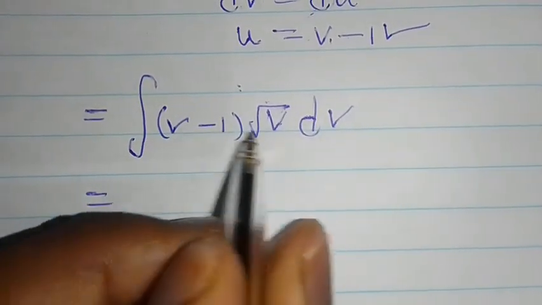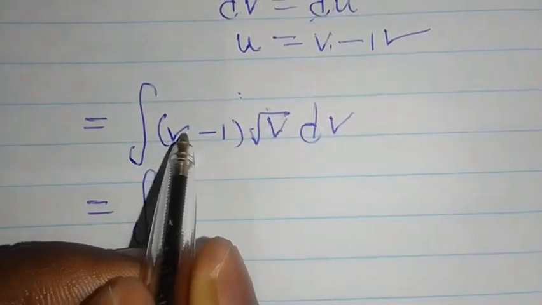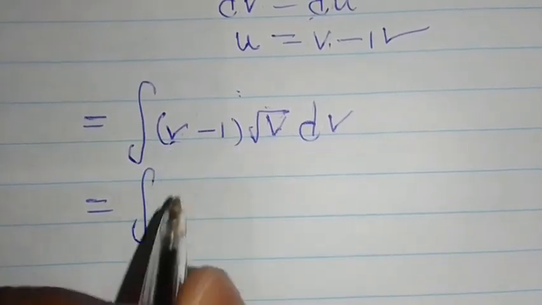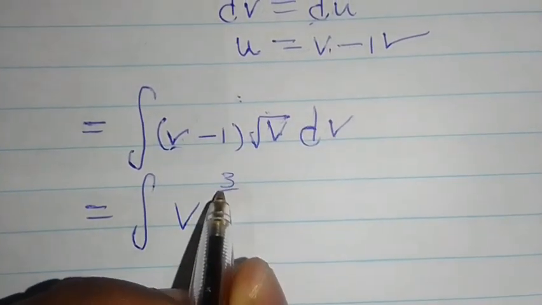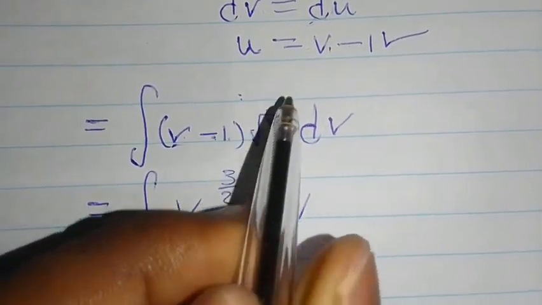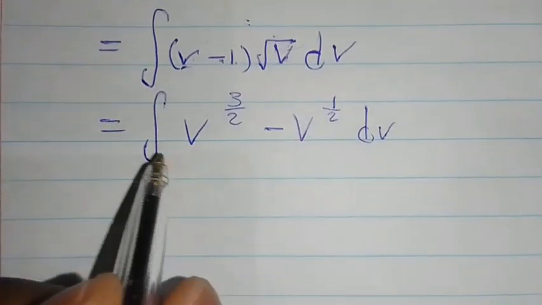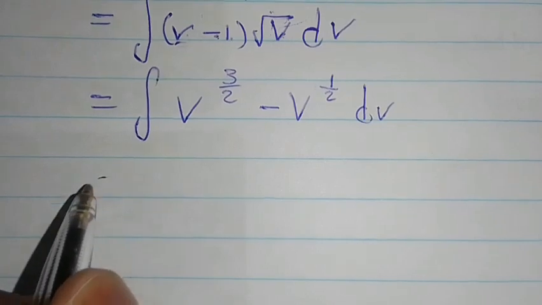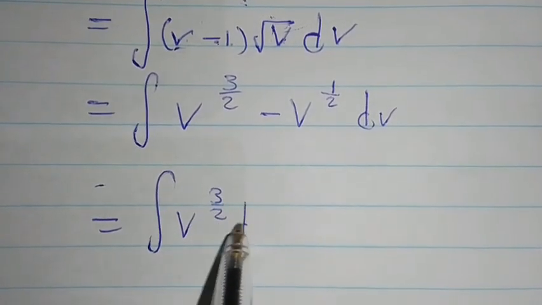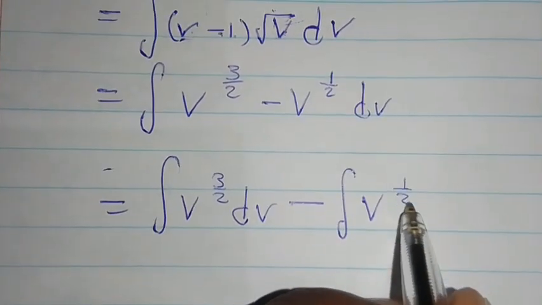Now you can just multiply this. Then you have the integral of v times the square root of v. This is v to the 1, and this is the same as v to the half. And then you have 1 plus half, which is 3 over 2, minus v. When you multiply negative 1 by v to the half, you'll just get negative v to the half. And this is dv. When you have that, you can split the integral, so let me just split the integral. So you have v to the power 3 over 2 dv minus the integral of v to the half dv.